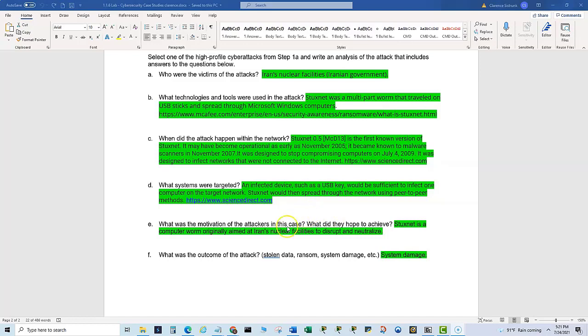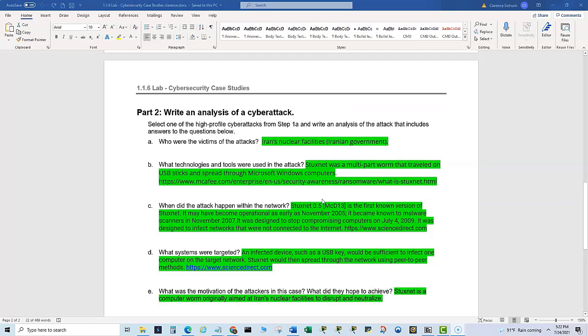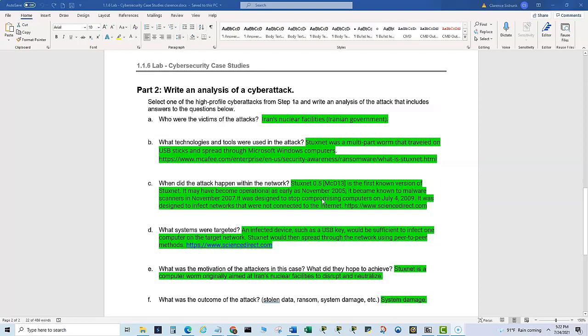Well, the motivation was to disrupt and neutralize their nuclear facilities, okay? And what was the outcome of the attack? They damaged a lot of systems. I mean, they pretty much shut down the nuclear process, but hey, that's all going to continue to go on. So you see basically what I did.